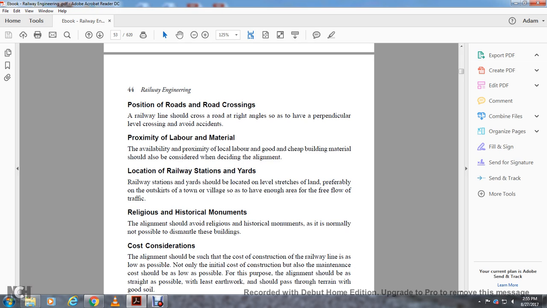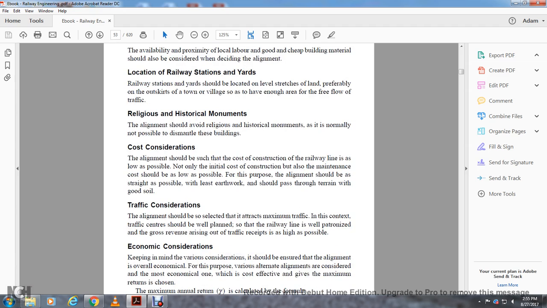Cost consideration. The alignment should be such that the cost of construction of the railway line is as low as possible. Not only the initial cost of construction, but also the maintenance cost should be as low as possible. For this purpose, the alignment should be as straight as possible, and for the least work it should pass through terrain with good soil.